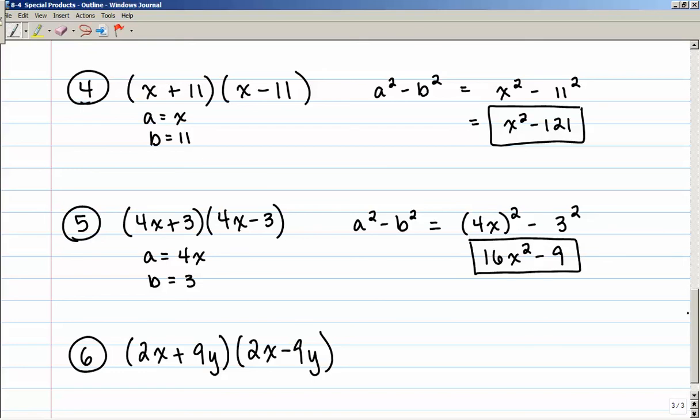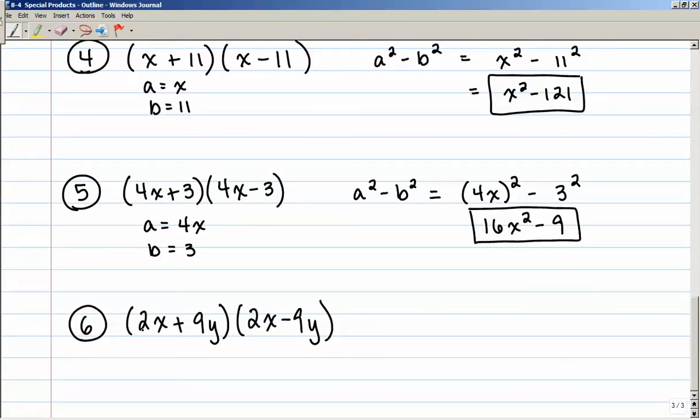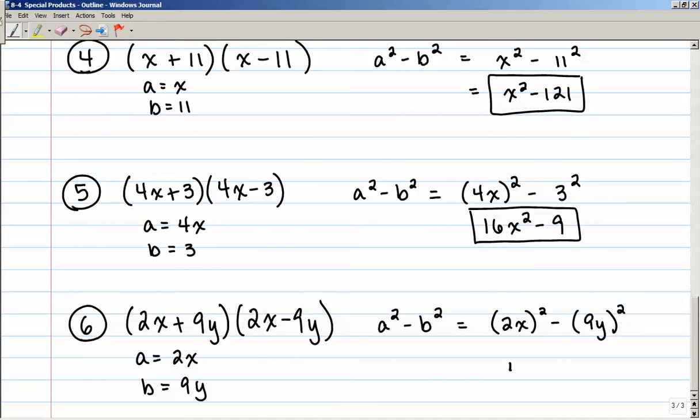And our last example here is 2x plus 9y times 2x minus 9y. Again, the sum and difference of a square, so it's going to multiply out to a squared minus b squared. My a is 2x, my b is 9y. So I'm going to have the quantity 2x squared minus the quantity 9y squared, or 4x squared minus 81y squared.